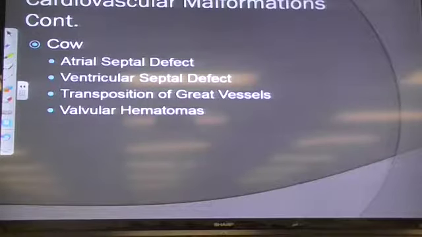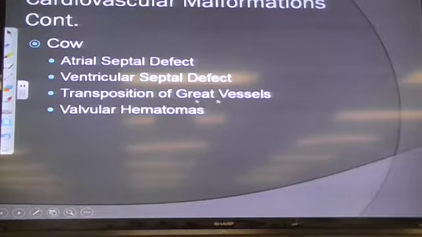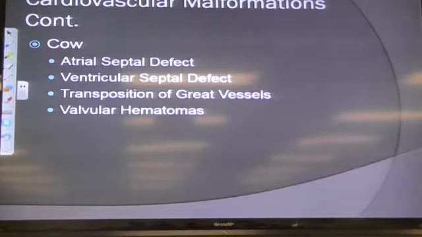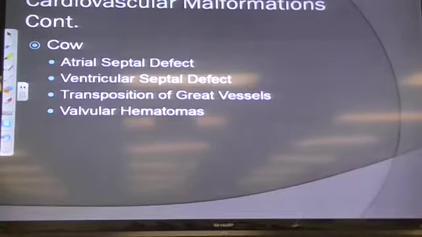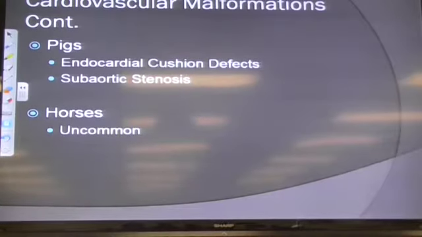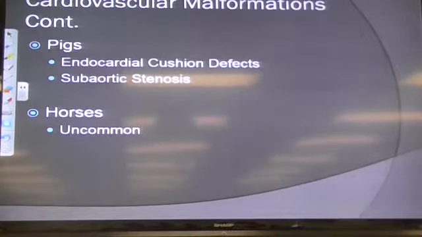In the cow, atrial septal defects, ventricular septal defects, transposition of the great vessels is something you most commonly see in cattle, and valvular hematomas. Valvular hematomas, also known as valvular hematocysts, are congenital incidental findings. You see it a lot in young bovine, but with age they go away and they don't cause any problems. In pigs, they commonly get endocardial cushion defects and subaortic stenosis. And in horses, you don't really see many congenital defects of the heart.